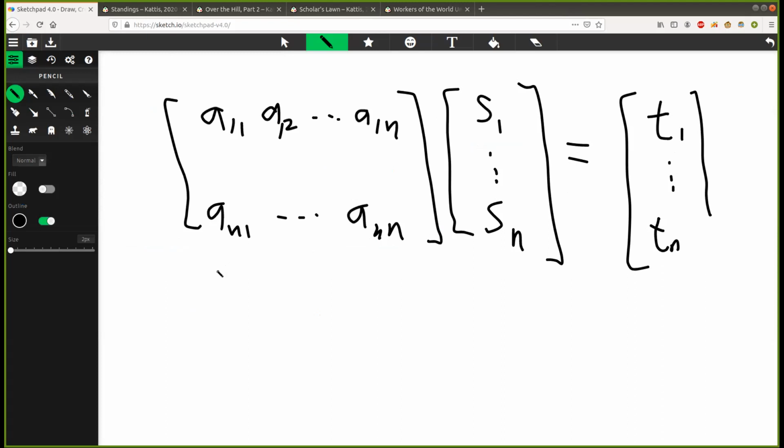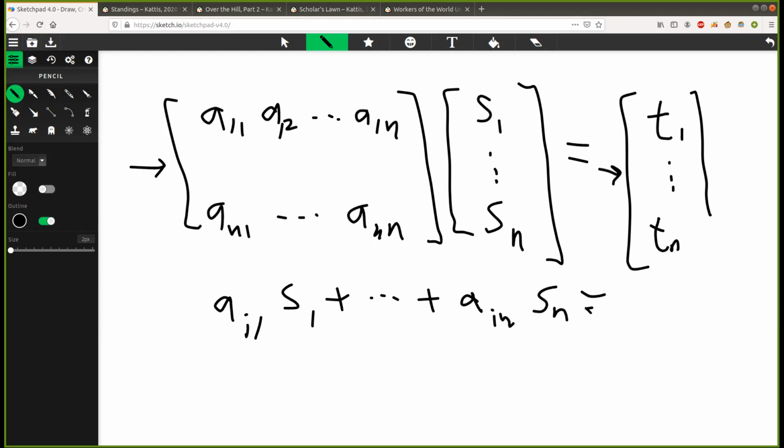So what we actually get here is that this equality means that each row has equality. So for each row I, we have AI1 S1 plus ... plus AIN SN equals TI. It's like we have a bunch of equalities here. The SI are known, the TI are known, but the A's are not known. So this is actually a linear equation, mod 37. And these are the variables we need to solve for in the system of equations.